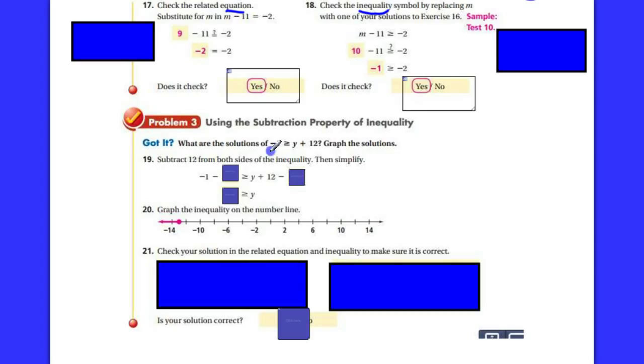Number 19, right here is the equation actually. It's -1 is greater than or equal to y plus 12. It asks you to graph the solution. And before you can graph the solution, you have to solve it first.